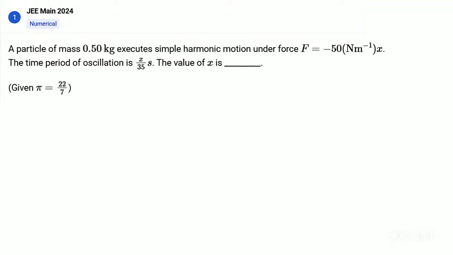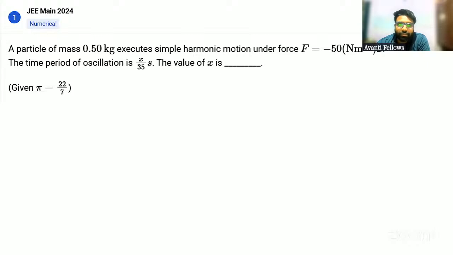So guys, solve this question. A particle of mass 0.5 kilogram executes simple harmonic motion under the force minus 50x. The time period of the oscillation is x by 35 seconds. The value of x is? How to solve these types of questions? Firstly, it is given in the question itself that the force is minus 50x, which means this particle is executing SHM. It's very obvious. Now we can compare it with the force equation F is equal to minus kx. From here, we can say k is nothing but 50.